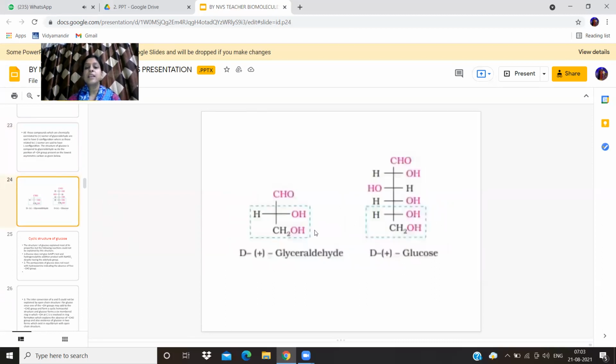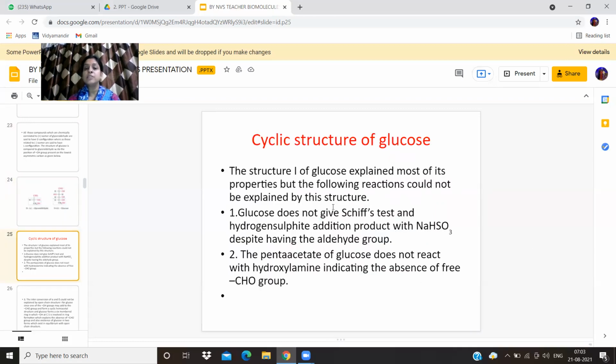Okay बच्चे, next, like D glyceraldehyde, look, in the lower carbon the OH is on the right hand side, and if you look at the OH on the last carbon, it is on the right hand side, that's why it is known as D plus glucose. If we are talking about the cyclic structure, as explained, the main open structure was not explaining all the properties of glucose, like glucose does not give Schiff's test and the hydrogen sulfide addition product with sodium hydrogen sulfide, despite having the aldehyde group.